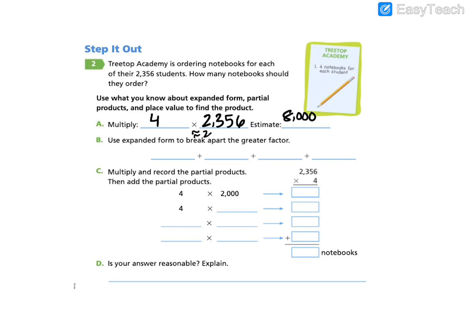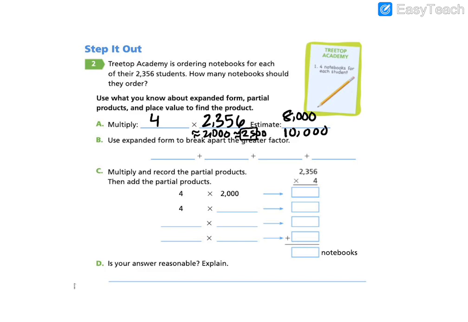One estimate you might have chosen was 8,000. You could have rounded this number to 2,000 and said 4 times 2,000 is 8,000. Another estimate you might use is 10,000. This is close to 2,500. 2,500 times 4, well, I know times 2, it's 5,000. Double that is 10,000, right? Think about 4 quarters and $1. 100 hundreds would be 10,000.